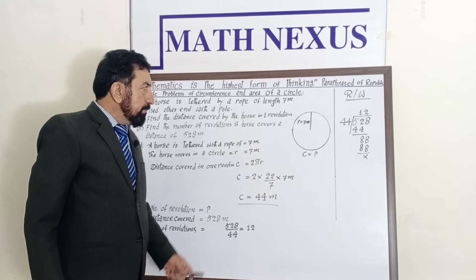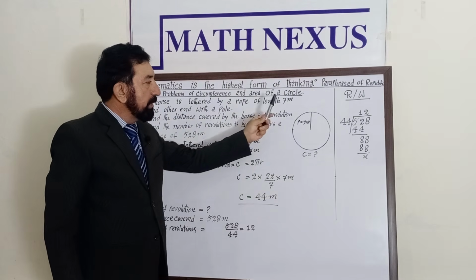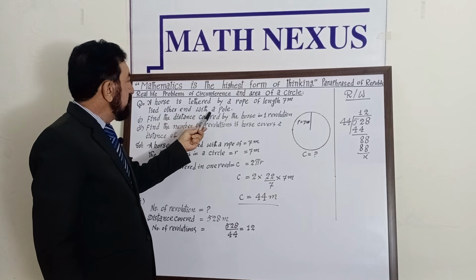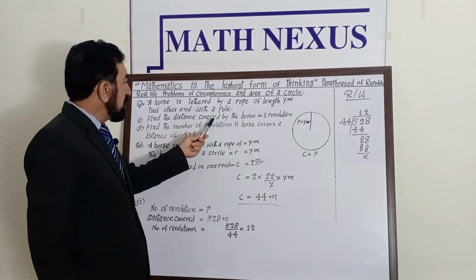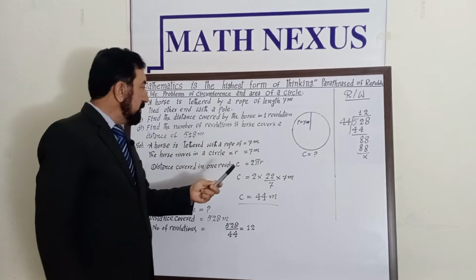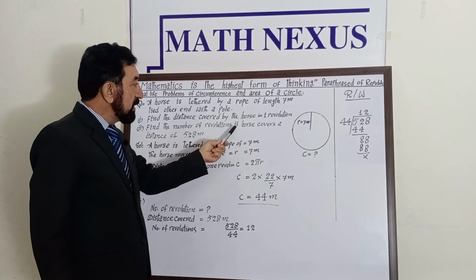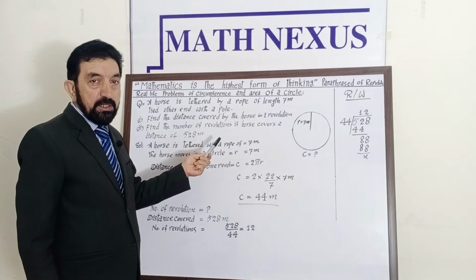Look at the question. A horse is tethered by a rope of length 7 meter, tied with a pole. First, find the distance covered by the horse in one revolution. Second, find the number of revolutions if the horse covers a distance of 528 meter.